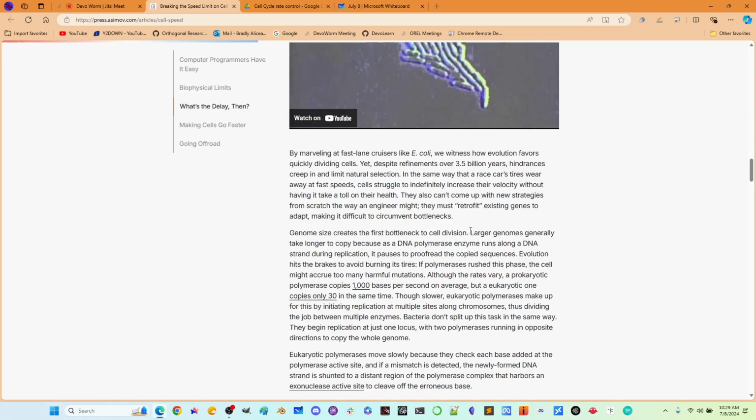Genome size creates the first bottleneck to cell division. So the genome size, of course, is important to speeding up cell division. If you want to have fast cell division, you generally want to have a small genome. But, of course, you can divide faster than you can replicate DNA. So there's that. But at some point, the genome size becomes a constraint. And again, large genomes generally take longer to copy because as a DNA polymerase enzyme runs across DNA strands during replication, it pauses to proofread the copied sequences.